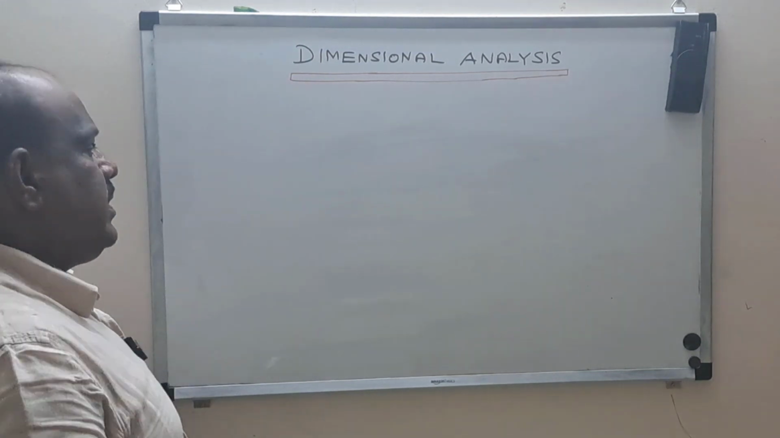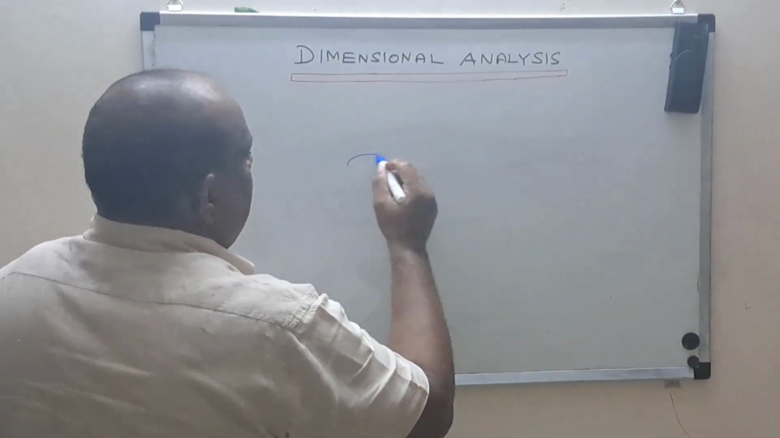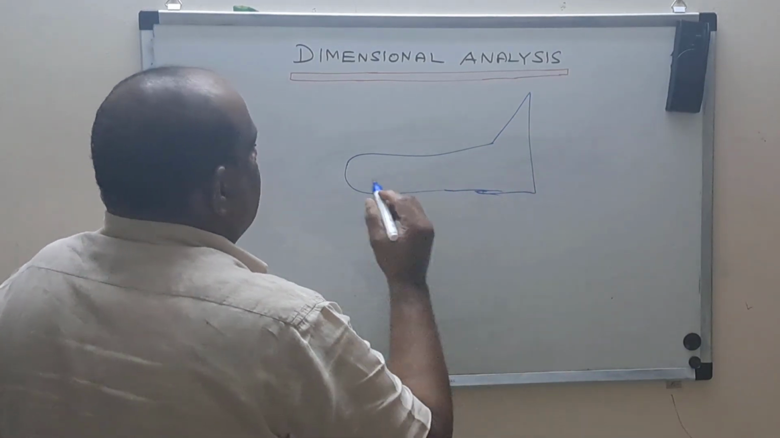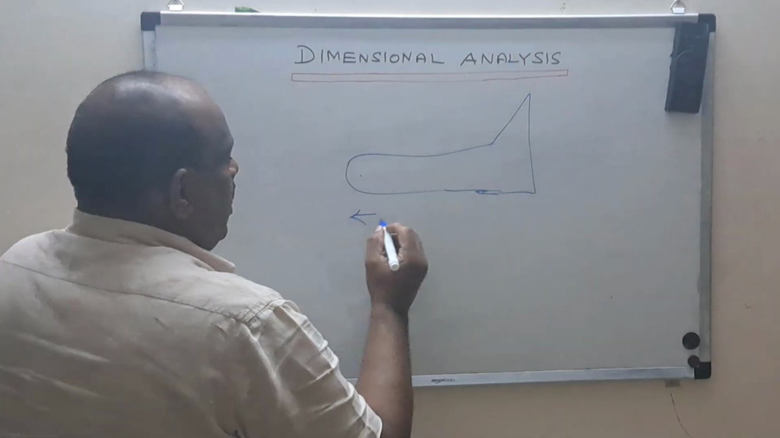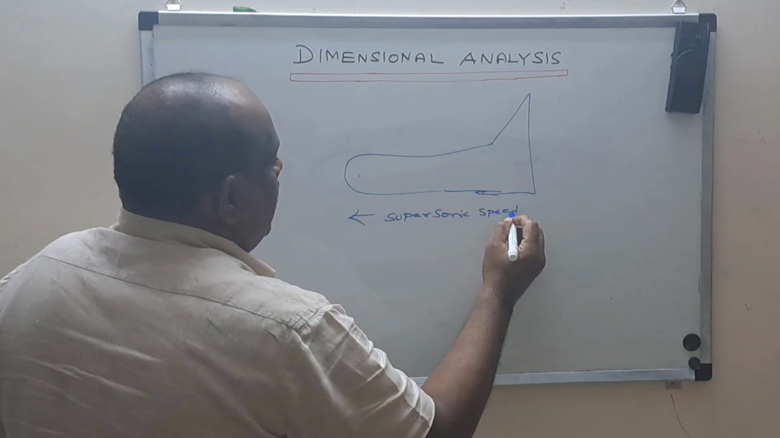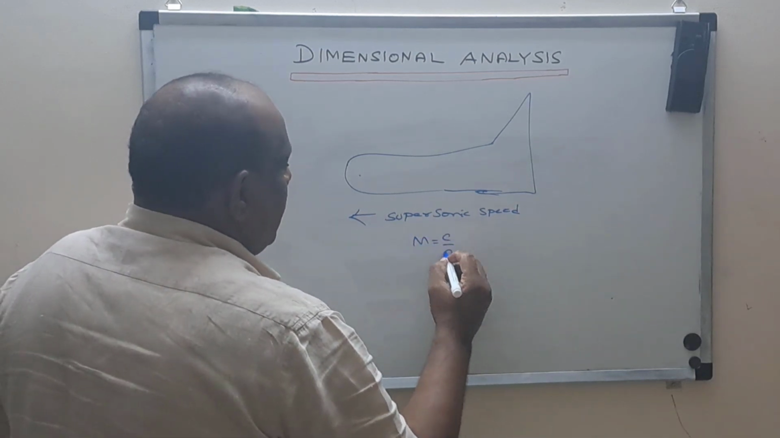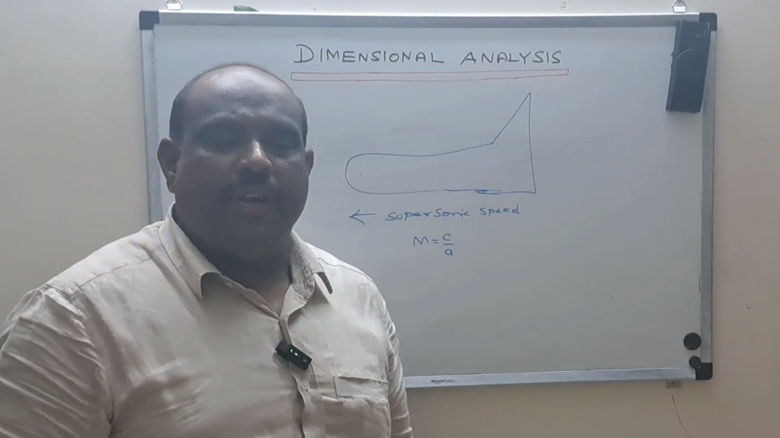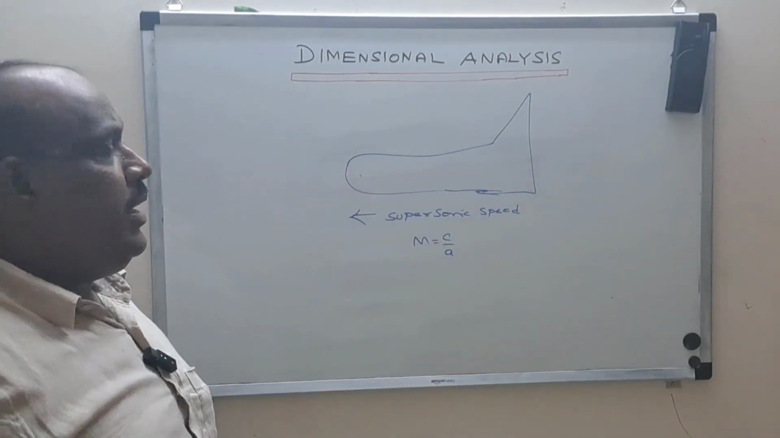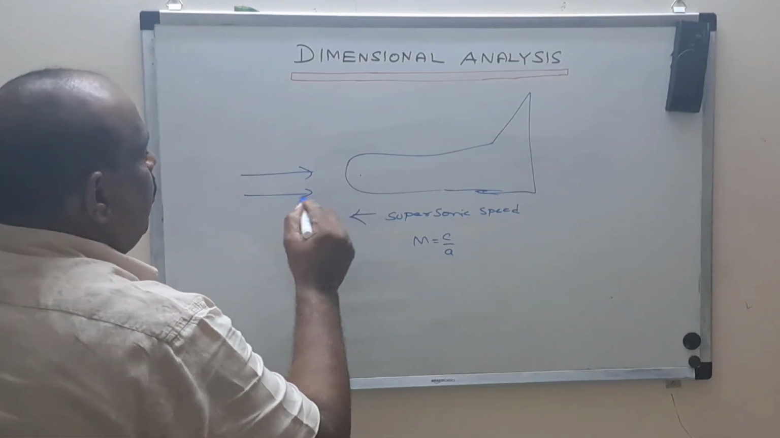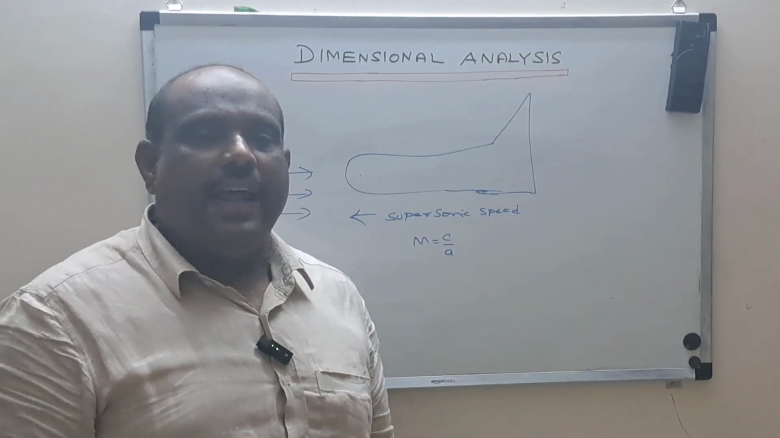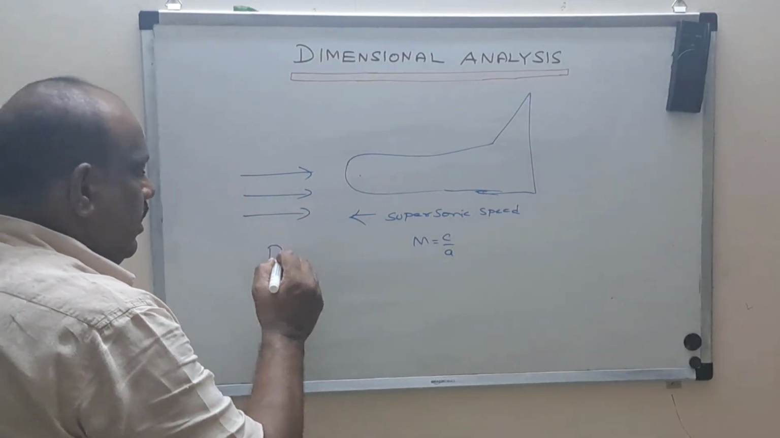Let us assume there's a flight which is going to travel at supersonic speed. You know what supersonic is: when the Mach number is greater than 1. So let the Mach number of the flight be 2 or 3; it is called supersonic. Now when this flight is moving like this, a resistance force will be offered to the flight because of the air drag. That resistance force is given by R.